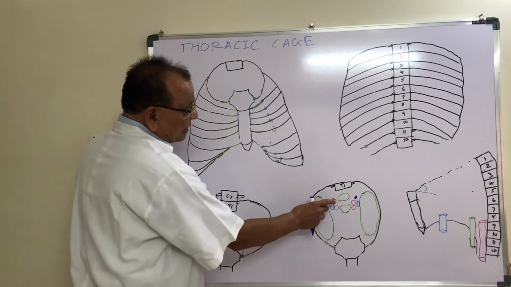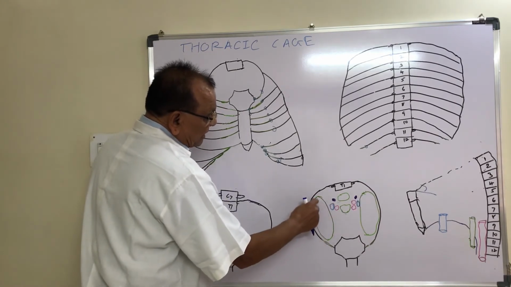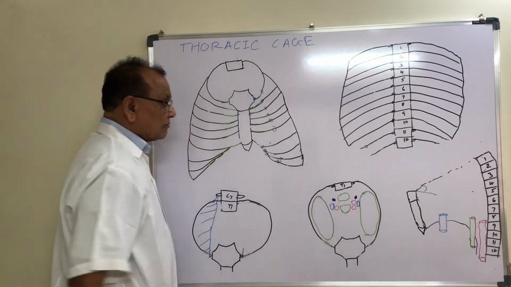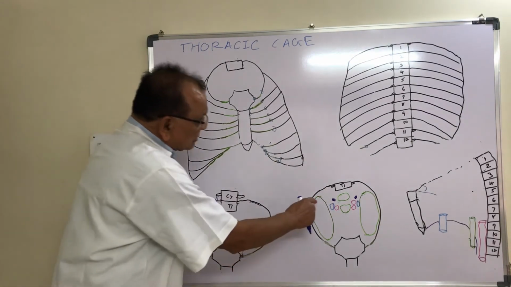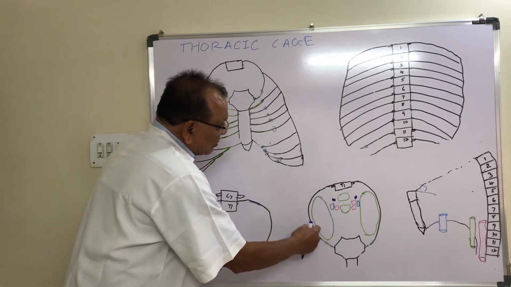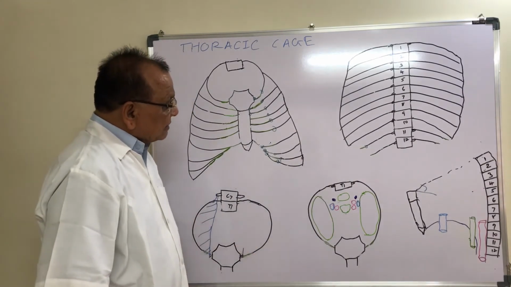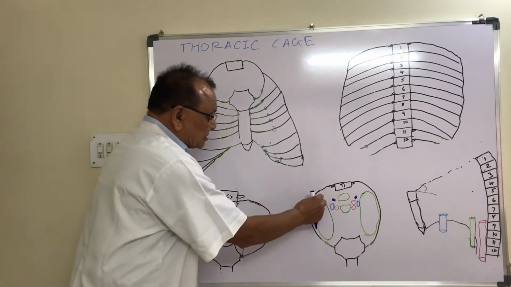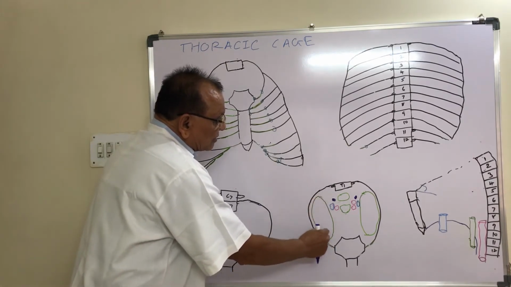Now in the lateral part of the inlet, this is the upper end of the lung. The upper end of the lung is called the apex. So this is the apex of the lung, and the lung has its own covering, and this covering is called the cervical pleura. So in the lateral part, the structures that pass through are the apex of the lung and the cervical pleura.